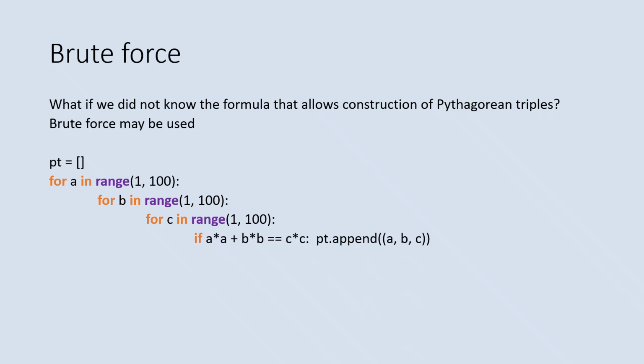And then just check to see if a squared plus b squared is equal to c squared. If a squared plus b squared is equal to c squared, then we could just append that triple to our list of triples. So that is a way to brute force through all possible values of a, b, and c. Now notice that there are some things happening here with different values being checked that don't necessarily need to be checked. So we could improve on this a little bit.